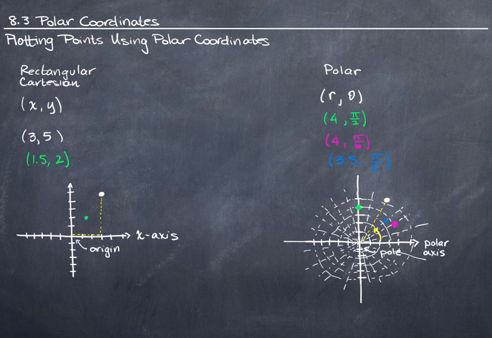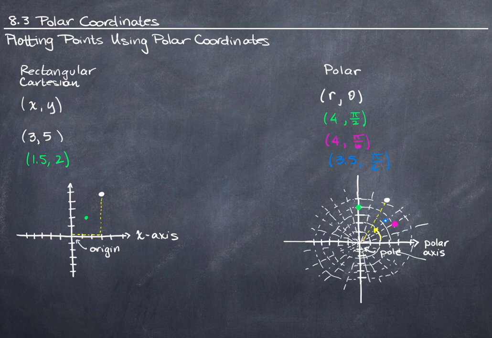So in the same way that I sometimes have to use the integer marks here to estimate what maybe 1.5 would be, sometimes I have to estimate what 3.5 is on the polar grid as well. And just to make it a little bit easier to see, that point is there.